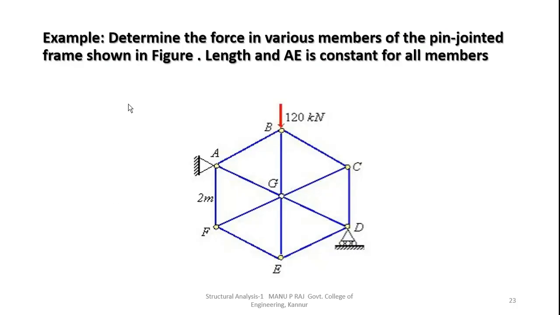Example: determine the forces in various members of the pin-jointed frame shown in the figure. Length L and axial rigidity A are constant for all members. Pin-jointed frame means truss. Consider truss members A, B, C, D, E, F. Let the supports be at A and D. A is a hinged support, so there will be two reactions. D is a roller support, only one vertical reaction, perpendicular to the plane of rolling, and the external force is 120 kN at joint B.